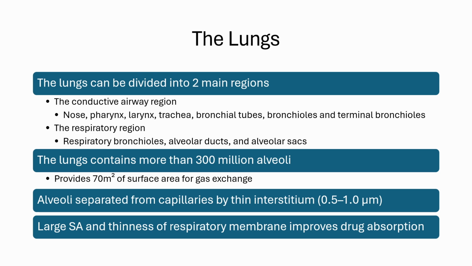The lungs can be divided into two main regions: the conductive airway region, which includes the nose, pharynx, trachea, bronchial tubes, and bronchioles. The respiratory region includes the respiratory bronchioles, alveolar ducts, and alveolar sacs. The lung consists of more than 300 million alveoli, which provide more than 70 meters squared of surface area for gas exchange. These alveoli are separated from capillaries by a thin interstitium with a thickness of about 0.5 to 1 micrometers. Because the lungs have such a large surface area and a thin respiratory membrane that drugs must diffuse across, this greatly increases drug absorption.